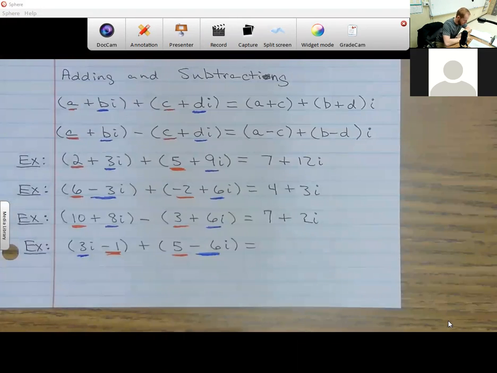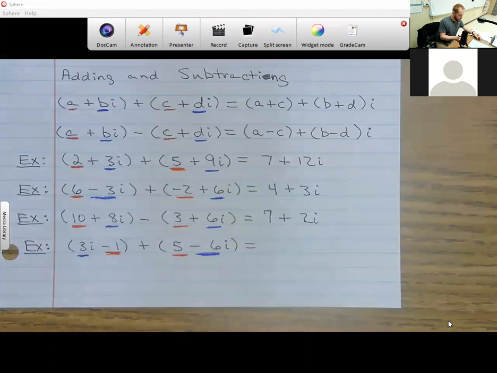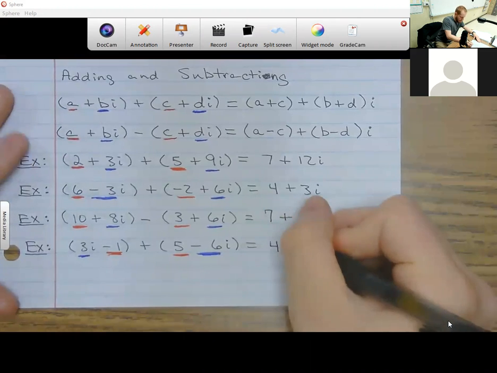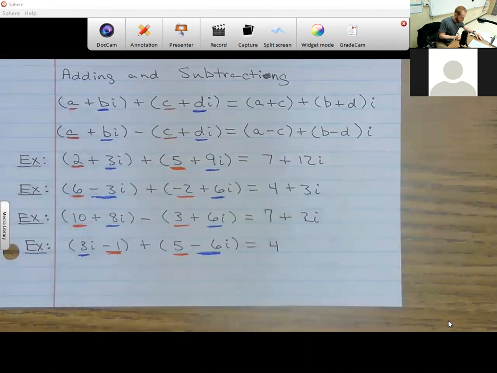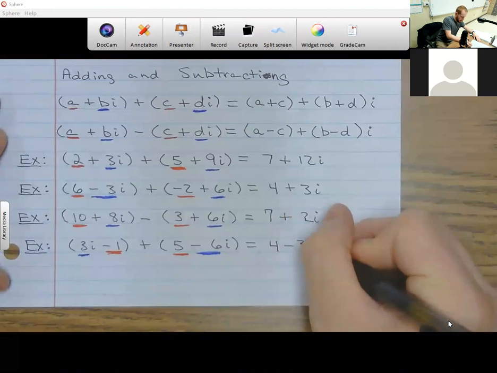All right, so negative 1 plus 5, I'm only doing the red parts now. Those are my real parts. If I add those up, what do I get? You should get 4, right? And then I'm going to do 3 plus negative 6. That's going to give me negative 3. So negative 3i.